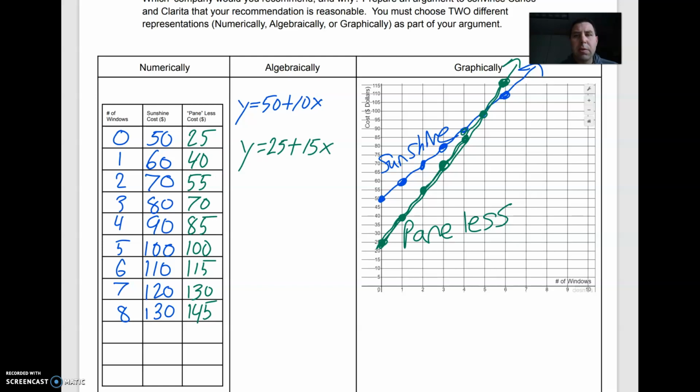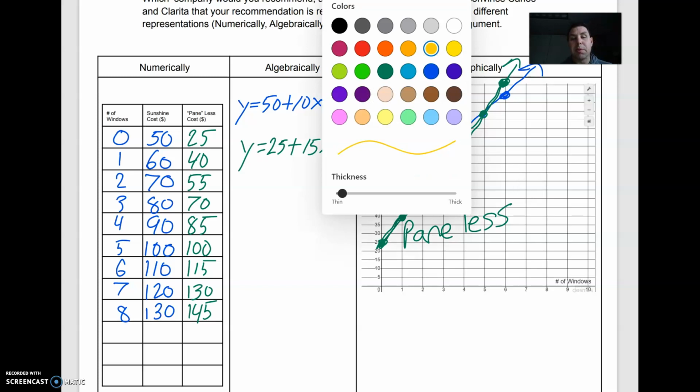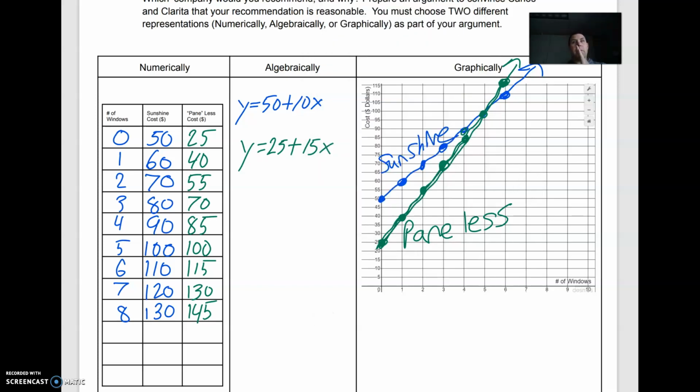If I were to look for where the solution is, remember, a solution to a system is when the equations are the same, or the intersection point. What I'm looking for is where they're the same, which is at 5 windows and $100. Numerically, we can see that is our solution. At 5 windows, they're exactly the same.